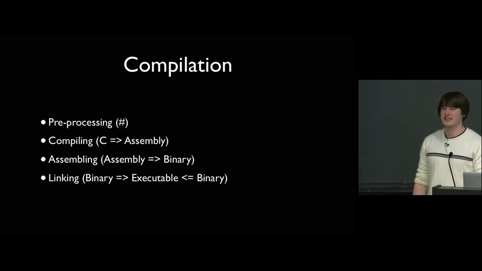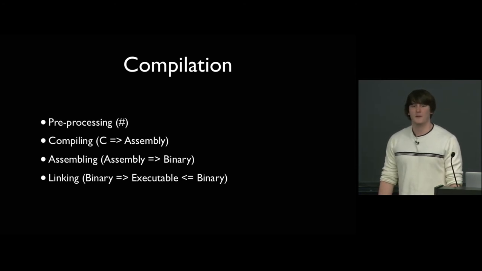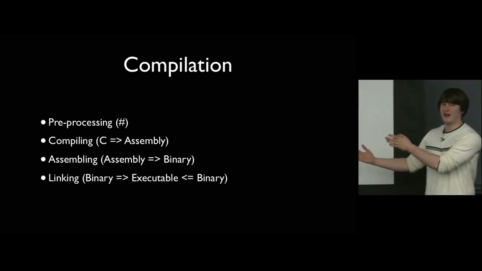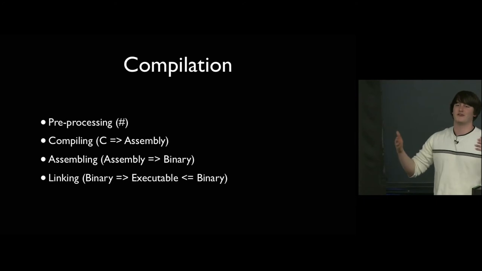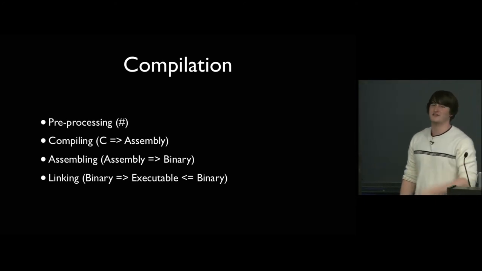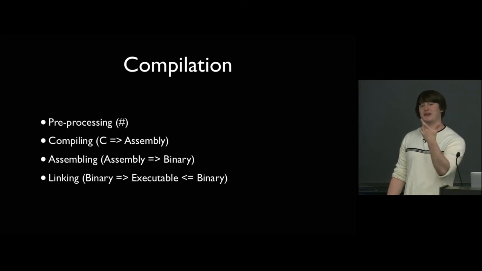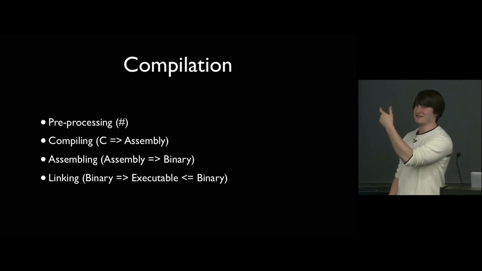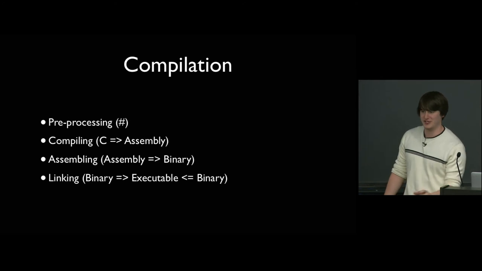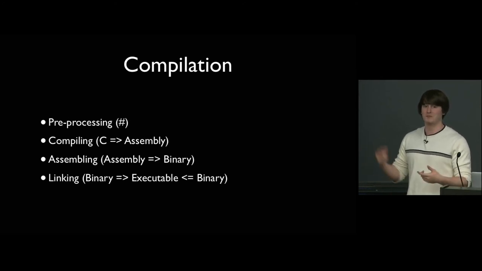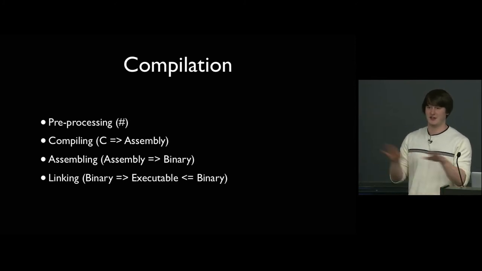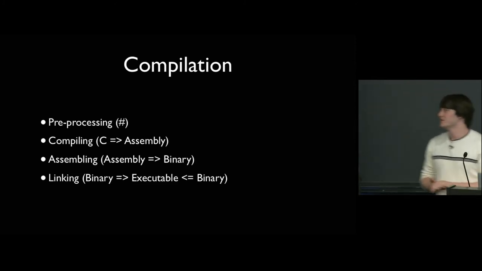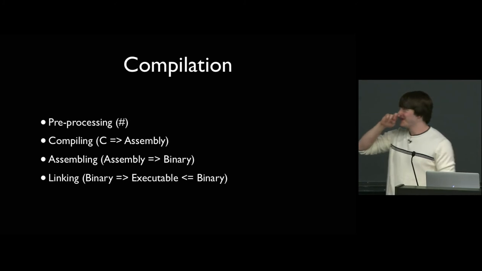So hash include standard io.h. What is that doing? It's grabbing the standard io.h file and pasting it into the top wherever it says hash include standard io.h. And any hash define that we've seen, what is that doing? It's copying the value that the hash define is defined as and pasting that wherever you're using the value. So the preprocessor just does really simple text-based operations. It does nothing smart. Everything else is more complicated.